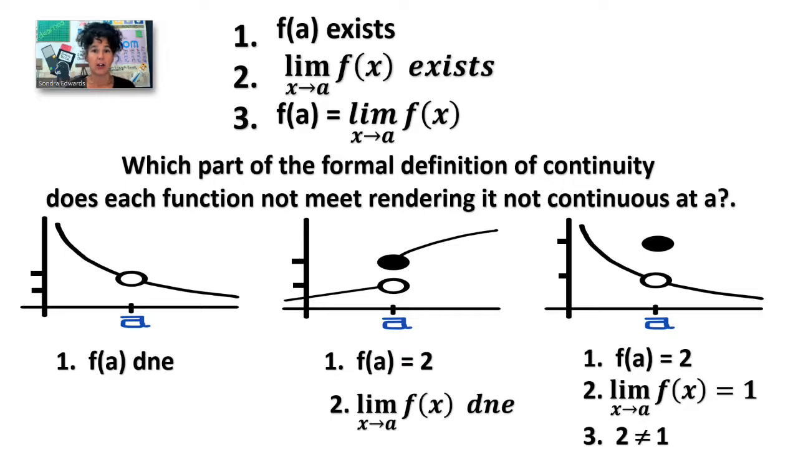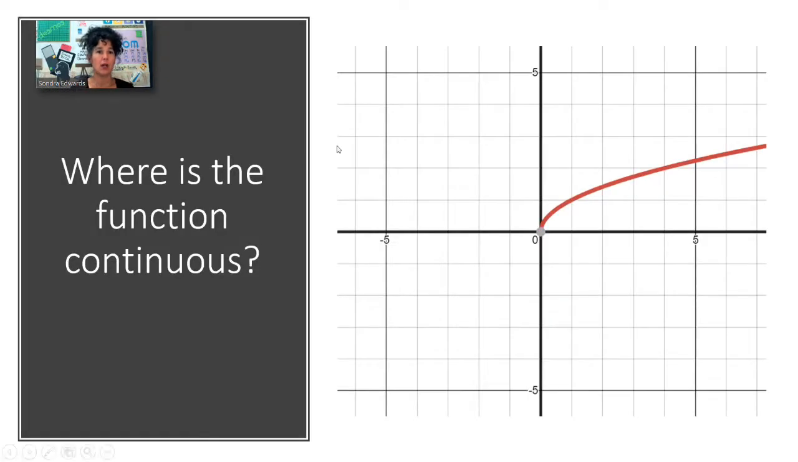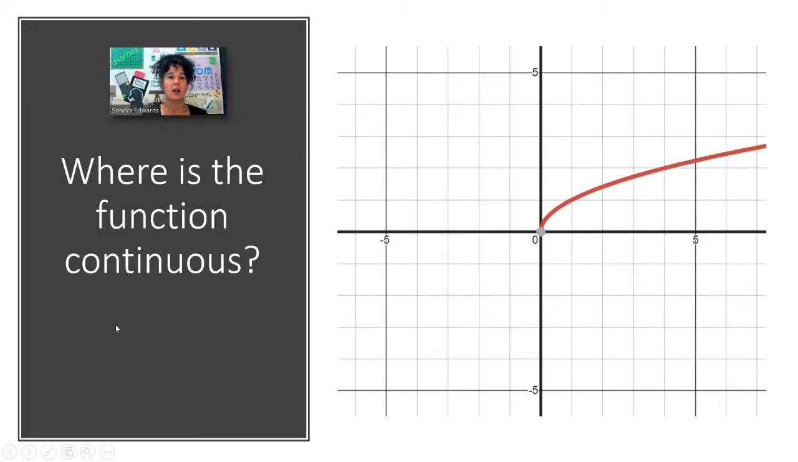We're going to look here at one more graph before we move on to the equations. So far, in summary, we know that a function is not continuous at a hole, at an asymptote, and at a break. But it's also not continuous at any spot where the function is not even defined.